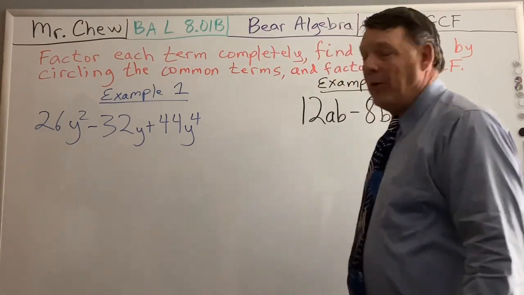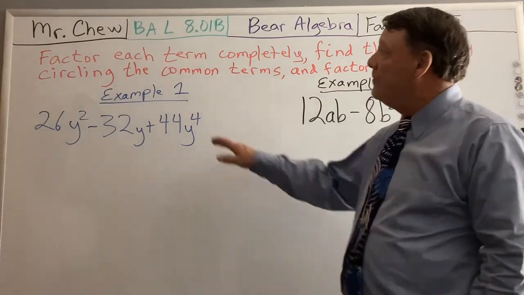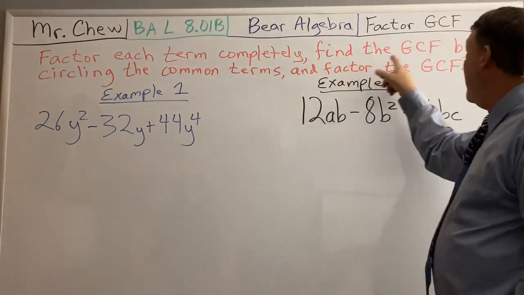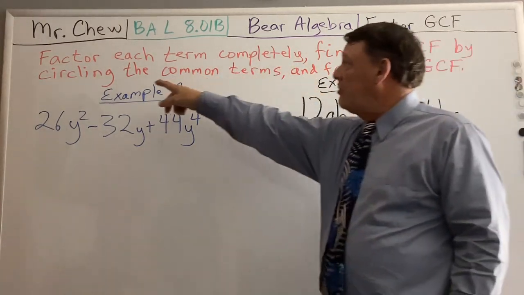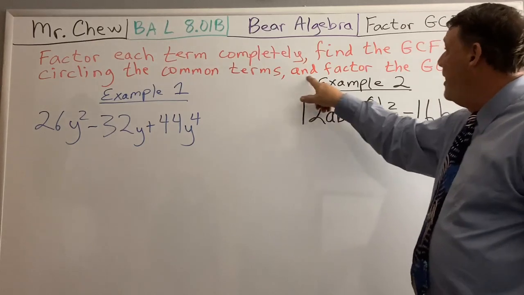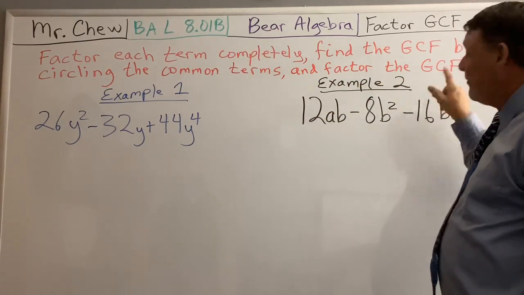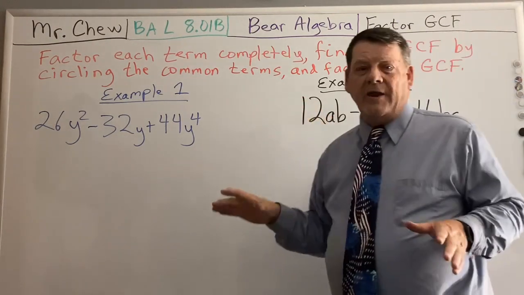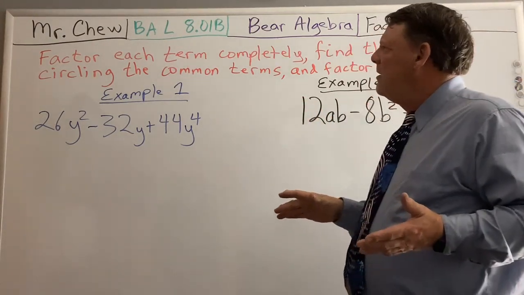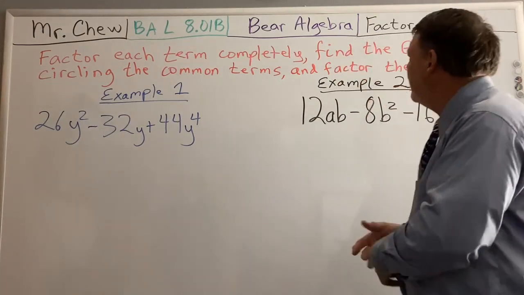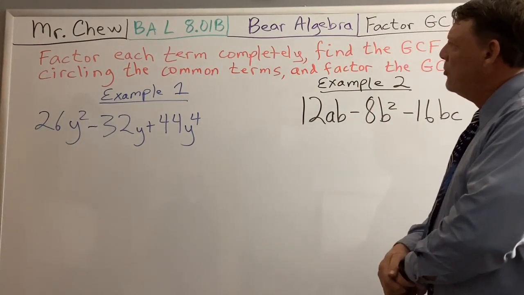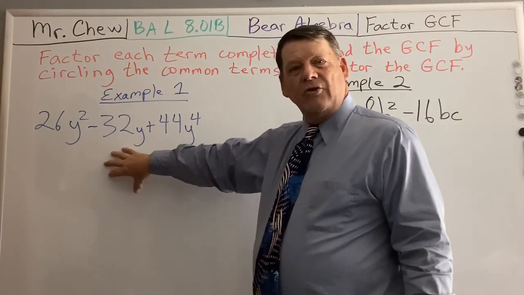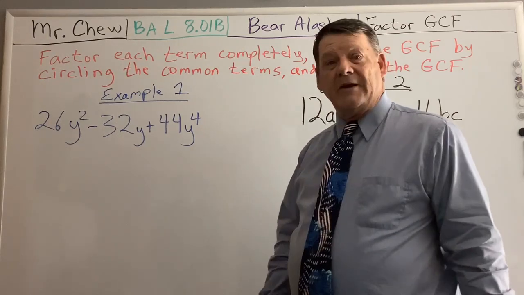So let's look at example 1 after explaining what we want to do. We want you to factor each term completely. Find the GCF by circling the common terms and factoring that GCF out of the polynomial. All right, so in example 1, the first thing you have to do is understand how you're going to factor this term completely, this term completely, and this term completely.